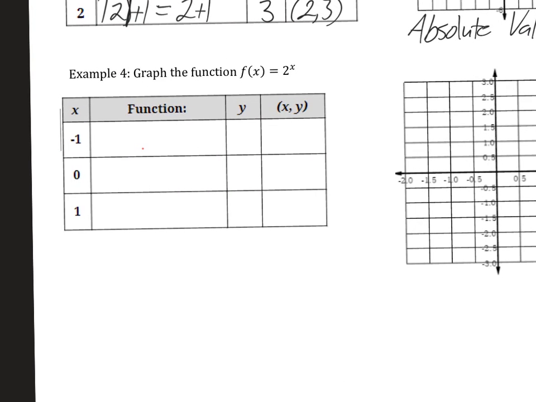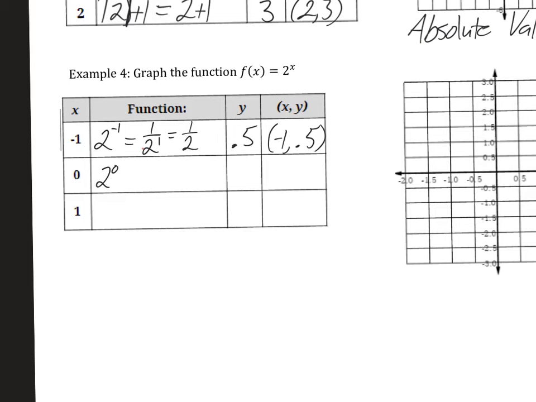Okay, next one. Let's go ahead and plug these in. So we have 2 to the -1st power. What is 2 to the -1st power? If you have a negative power, that's just saying the same thing as 1 over 2 to the 1st power, which is just 1 over 2, or 0.5. Those both mean the same thing. So I have a dot at -1 comma 0.5.